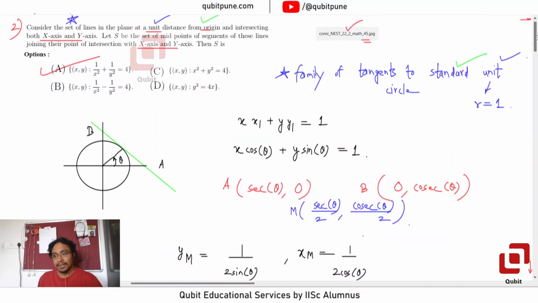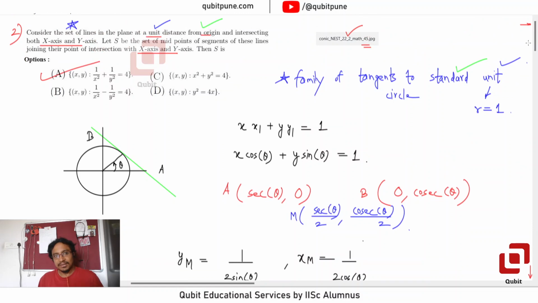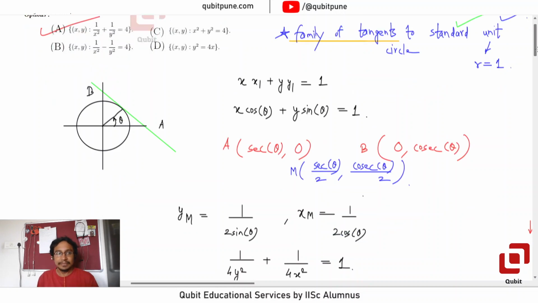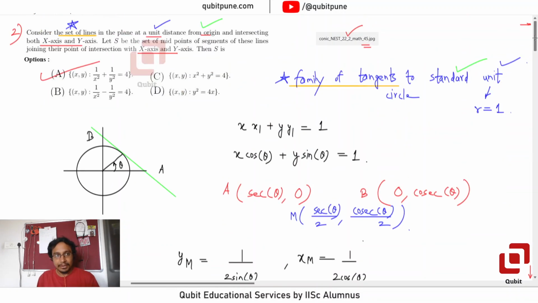Yes, sir. So again, please note that this is a straightforward question, I would say. But just to begin with, to solve this question, we have to first understand what that set of lines could be. And that is the family of tangents to the standard unit circle. Once that is clear, the rest will follow. Okay? Now let's see what the curve A looks like.